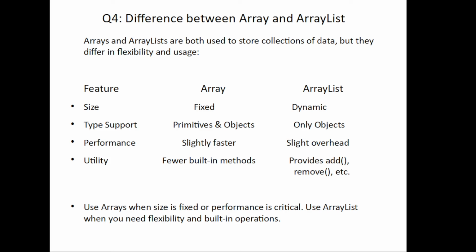An array is a fixed size structure. Its size can't be changed. It can store both primitive types and objects. On the other hand, ArrayList is a part of the Java collections framework. It's dynamic.